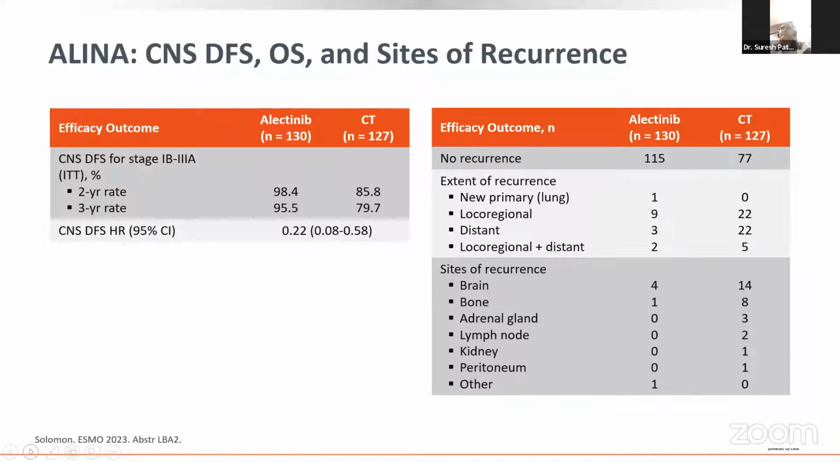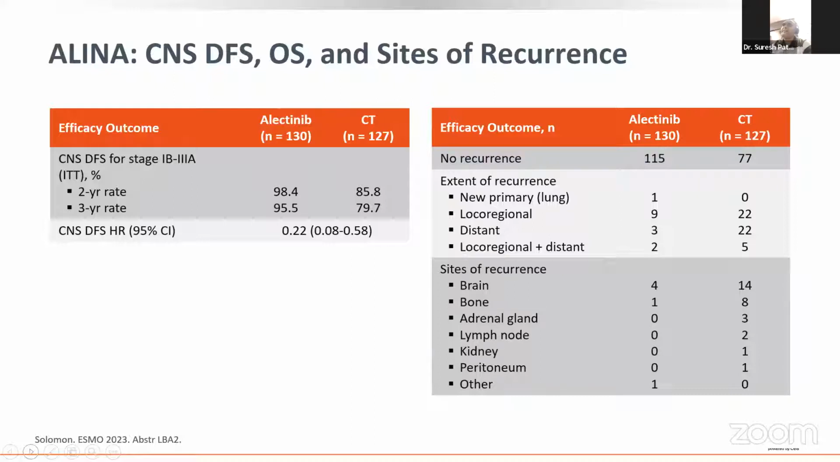So when we look at the data as per the stratification factors, as I have already mentioned, the 2-year CNS disease-free survival was 98% in the TKI arm, and only 86% in the chemotherapy arm. When we look at the long-term follow-up with 3-year disease-free survival, it was 95% in the adjuvant TKI arm, and only 80% in the chemotherapy arm. Also, when we come to the number of recurrences, you can clearly see that recurrence was very low. Around 115 patients had no recurrence, whereas in the chemotherapy arm, no recurrence was seen only in 77 patients.